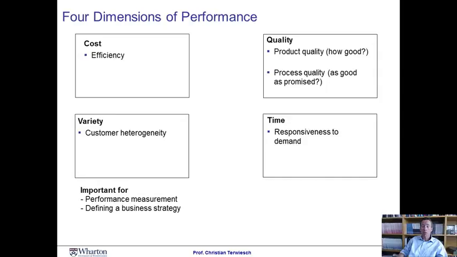Those 4 dimensions are important for 2 reasons. First of all, they are the goals that we strive for in an operation, and so they will guide what type of performance measures we track. And then they're really also at the heart of defining the business strategy. These 4 dimensions give us opportunity to differentiate our operations from others, thereby potentially providing us with a competitive advantage.